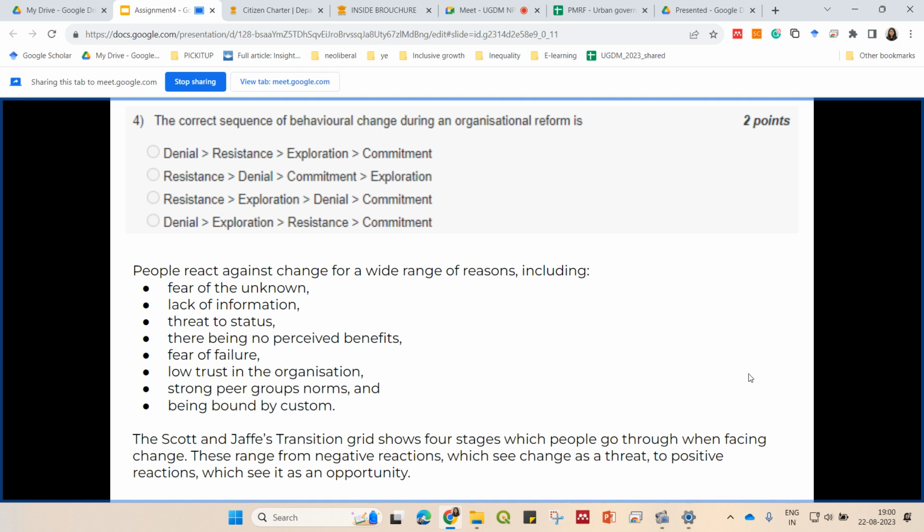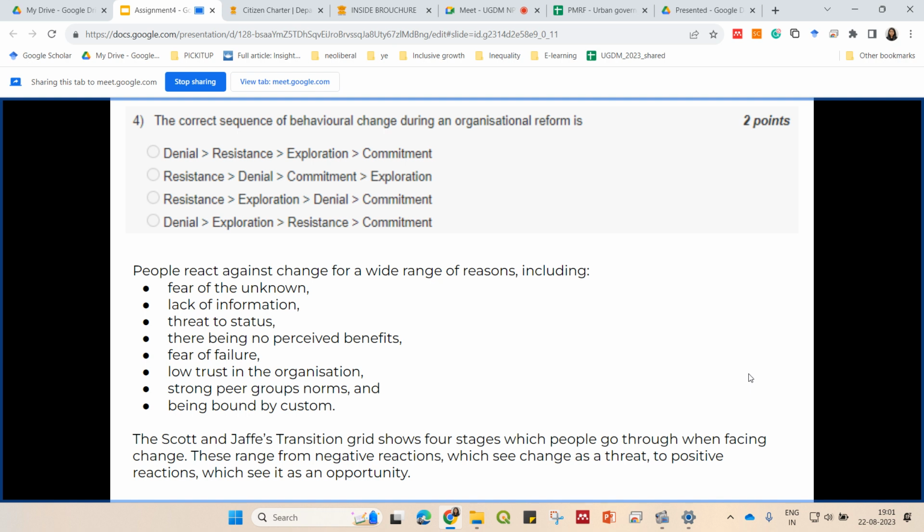and there might even be misinformation about some of the negative impacts of the change, or about their capacity to deal with the change and things like that. Then they can have a threat to their status, so the present status might get changed with the incoming change, so that can be a reason why people can react against the change.